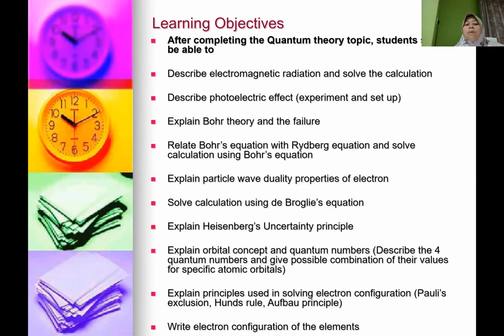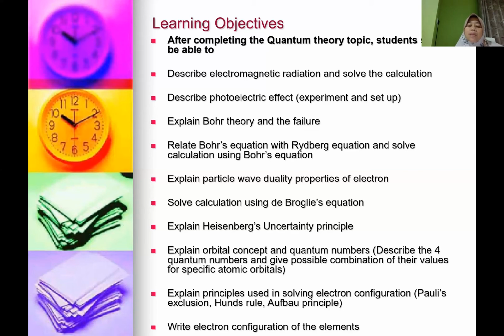Next is to explain Bohr theory, what is actually Bohr theory, the postulates, and the failure of the Bohr theory. Relate Bohr's equation with Rydberg equation and solve calculation using Bohr's equation. Explain particle wave duality, properties of electron, meaning that you also have to know about the experiments related to how electrons actually being proved having particle wave duality properties. And also you should be able to solve calculation using de Broglie's equation.